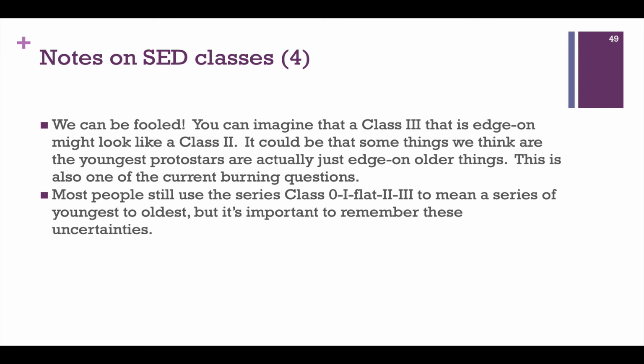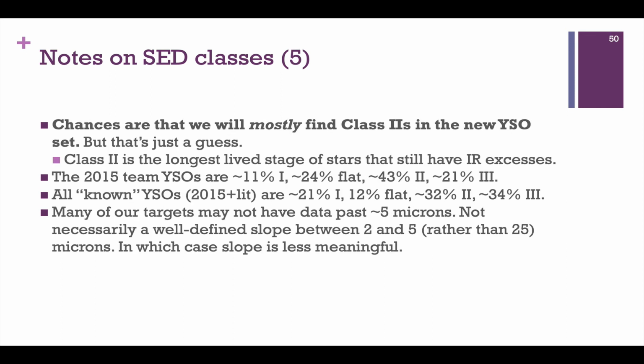Most people, when they talk about class 0, 1, flat 2, and 3, they mean a series going from youngest to oldest. But it's important to remember that that is an assumption, and there's a lot of uncertainties in that. Chances are, I think we're going to find mostly class 2s, but that's just a guess. Class 2 is the longest lived stage of stars that still have an infrared excess, and we're going to be using some optical stuff, and we're not going to be using primarily infrared, but I'm thinking that we're still going to be finding mostly class 2s.